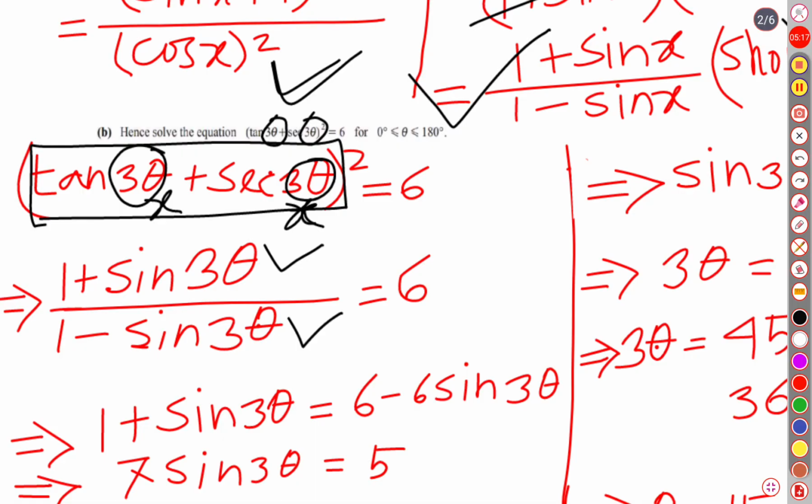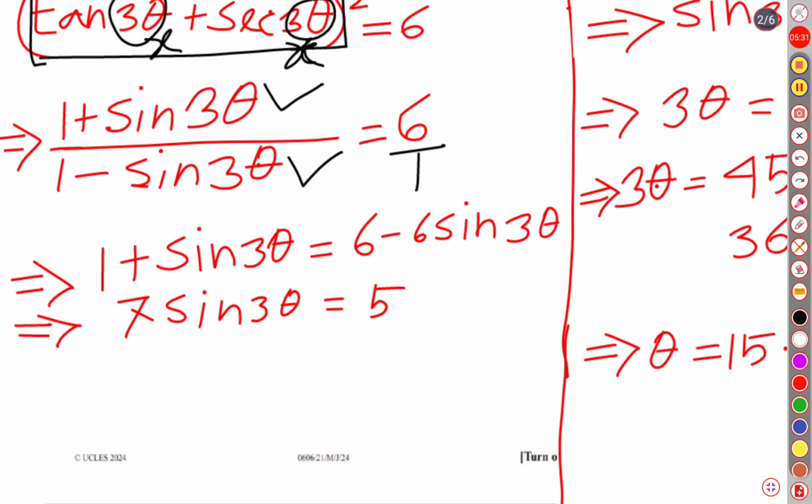Then if we do cross multiplication, 6 will multiply the denominator, and under the 6 there is an invisible 1, so this 1 will multiply the numerator. If 1 multiplies the numerator, it is going to be 1 plus sin 3 theta, and if 6 multiplies the denominator, it is going to be 6 ones are 6, 6 sin 3 theta.